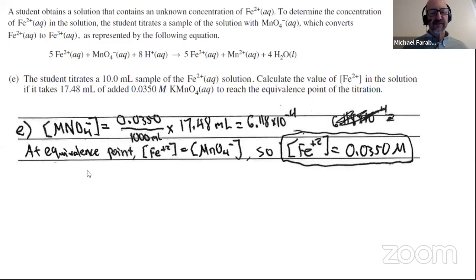Here's what the student said. They have done volume, 17.48 milliliters, and they've multiplied by the molarity as a conversion factor. They have 0.0350 over 1,000 milliliters, and they got 6.118 times 10 to the negative 4. Now they don't have a unit, but that would be moles. They say at the equivalence point, the concentration of iron equals the concentration of permanganate. So therefore iron has a concentration of 0.0350, in other words, the same concentration as the permanganate. So think about what they did right, what they did wrong, and how you would phrase an appropriate response to this question.